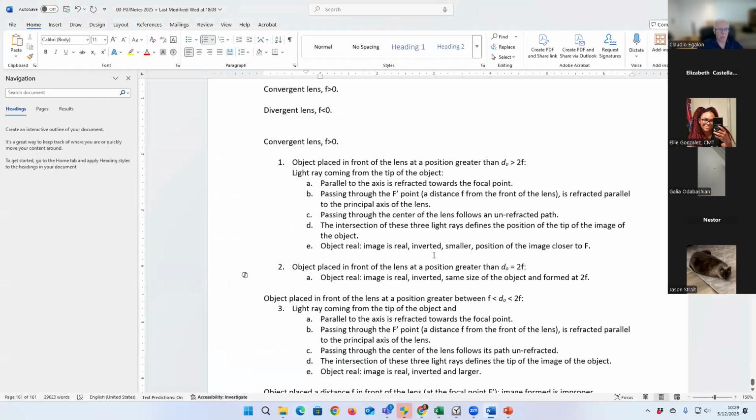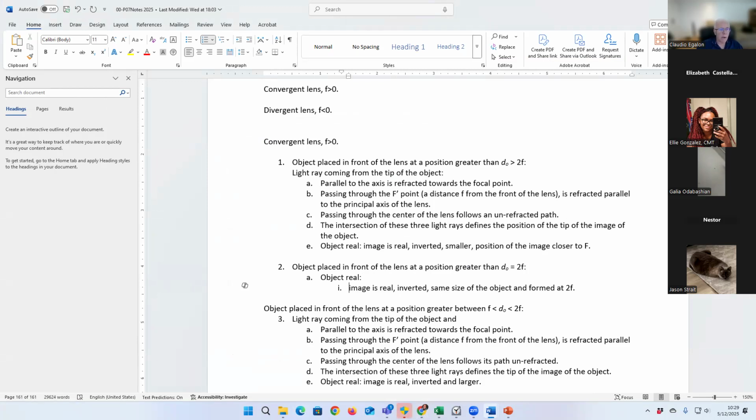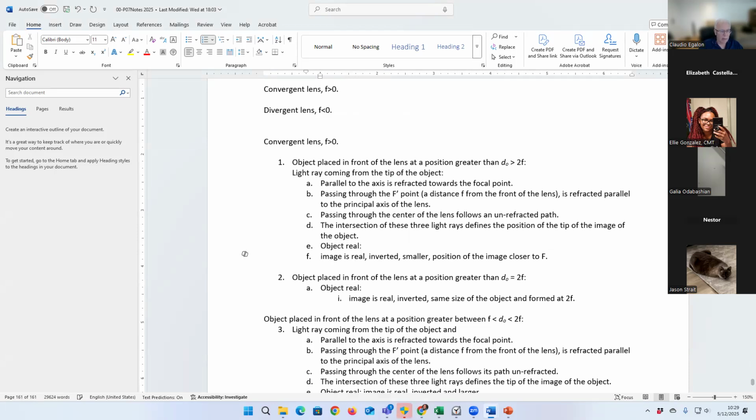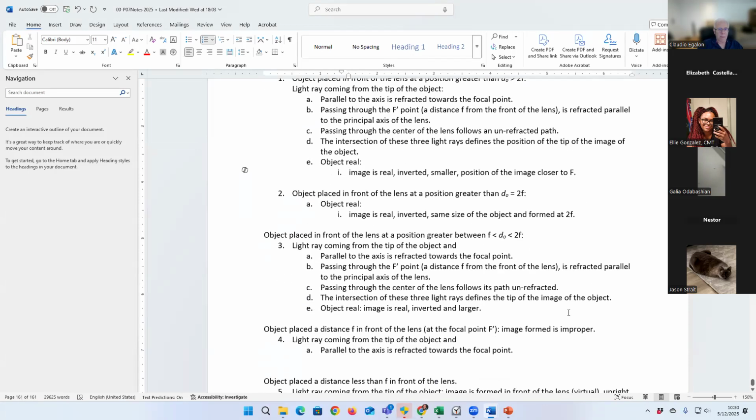Okay. So object real. Image is real. Here you go. Image is real, inverted, same size of the object and formed at 2F. At a distance 2F behind the lens.